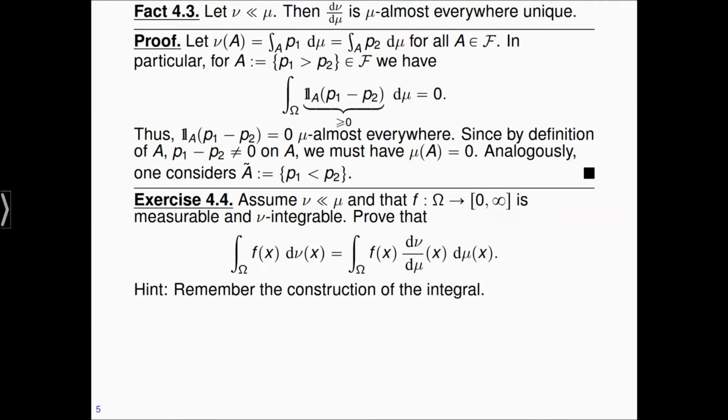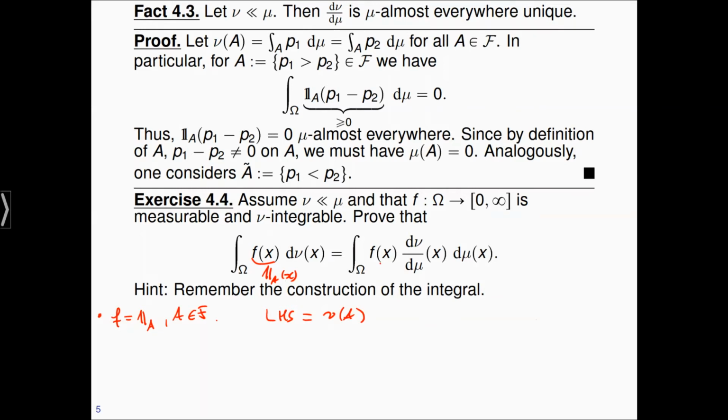Let's take a look at my solution. So the hint was to remember the construction of the integral, and this construction started with indicator functions. So let's start with f being the indicator function of a measurable set A. Then on the left-hand side, you integrate this indicator function with respect to nu, so the left-hand side will give you nu of A.